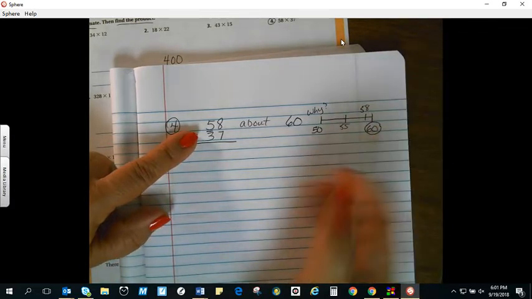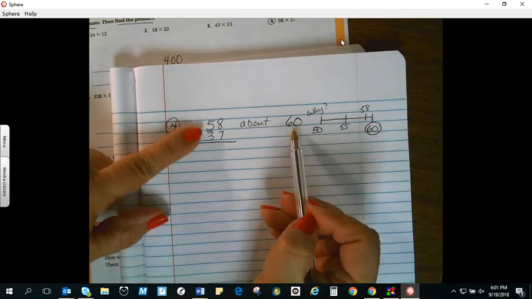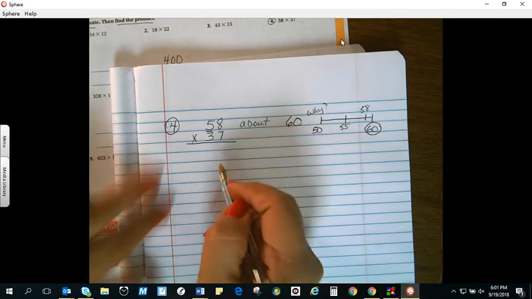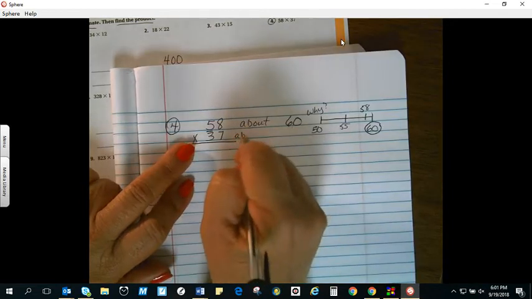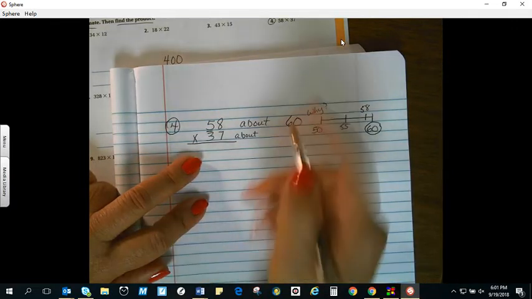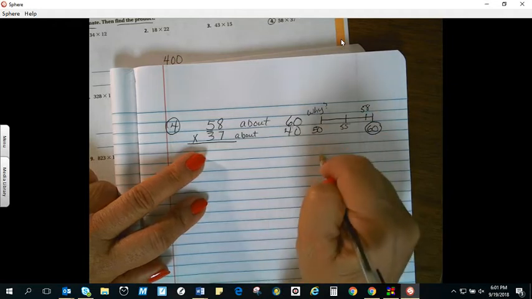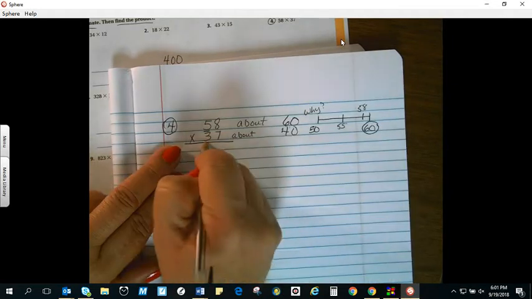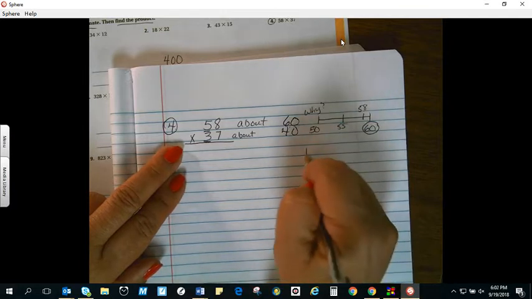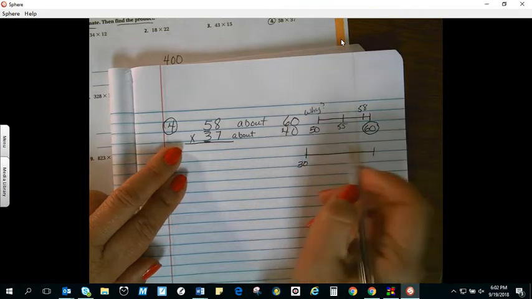So do you see how I am now training my brain to look at greater than or less than? And I can now point out what it is. So this is going to be about 60. And my 37 is going to be estimated to about, yeah, I heard somebody shout it out, 40. Way to go. All right, and then to prove that, what is in my tens place? Very good. The 3 is in my tens, and 3 tens is the value of 30.